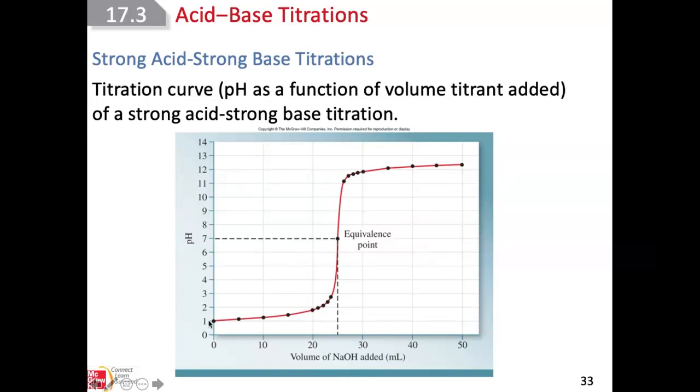This curve represents the titration curve when we have a strong acid that was titrated with a strong base. At the equivalence point, meaning we have equal moles of acid and base, the pH of a strong acid and a strong base is 7. Very important to know this graph.